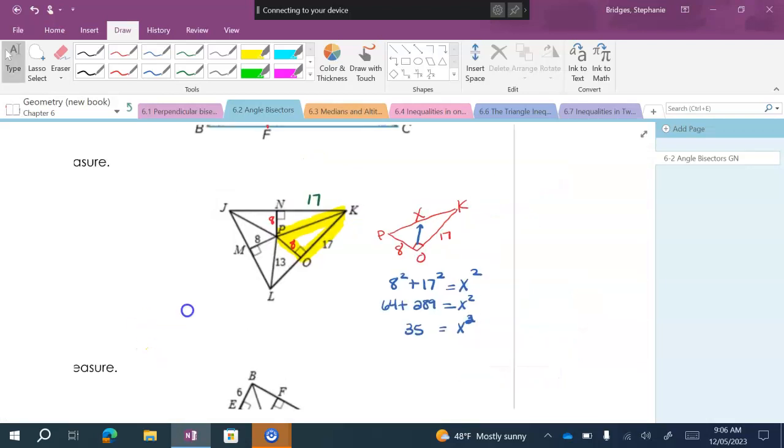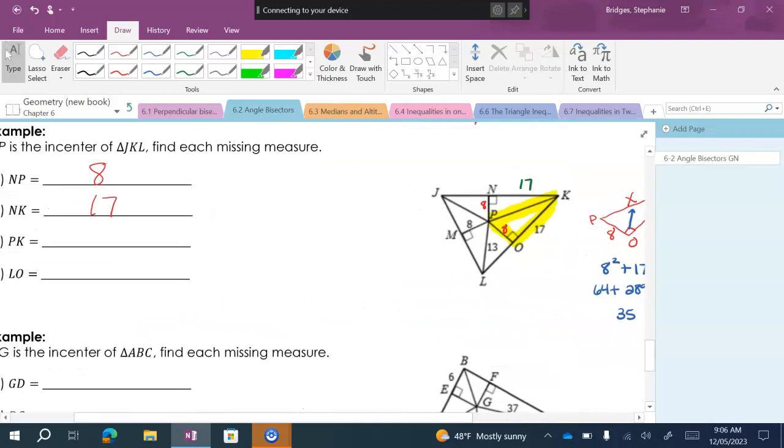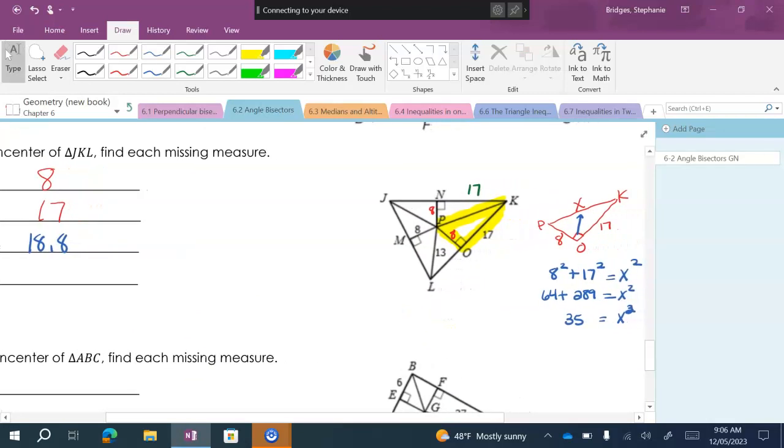Let's see what else they're asking us for. Is everybody okay with that one? All right. And then we're going to need to find LO. 17. Okay, hold on. We need to talk about that.